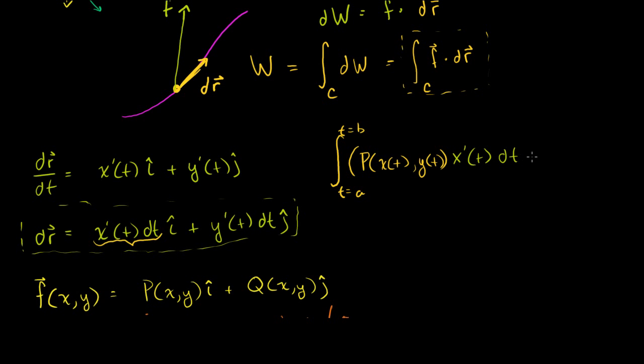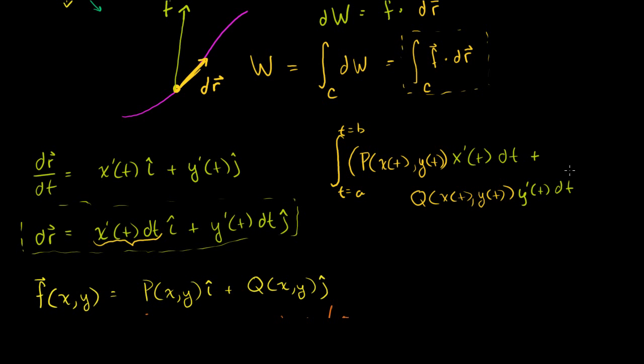And then plus, we're going to do the same thing with the Q function. So this is Q, plus, I'll go to another line. Hopefully you realize I could have just kept writing, but I'm running out of space. Plus Q of x(t), y(t), times the component of our dr, the y component, or the j component, y'(t) dt. And we're done.